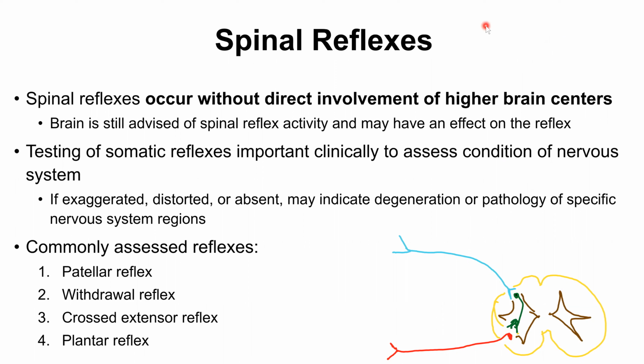Kind of going along with this, even though the brain isn't necessarily influencing the response to a stimulus, the brain is still made aware of what's happening. So it's kind of like one of those do now, ask for forgiveness later sort of situations. So the spinal cord is handling the situation, and then after the fact is telling the brain, hey, this is what happened, and this is how I handled it. So that's kind of what I mean by that the brain is still advised of the reflex activity.